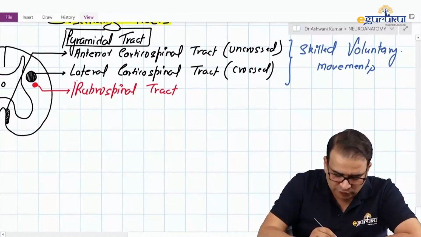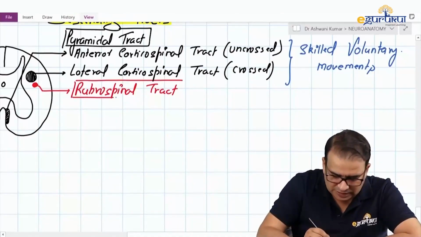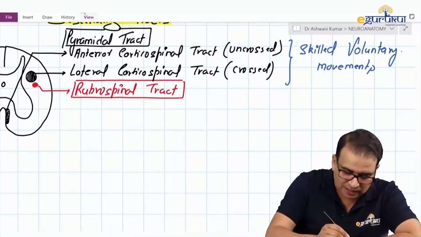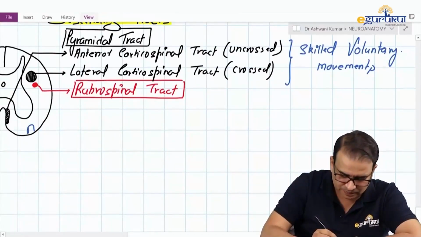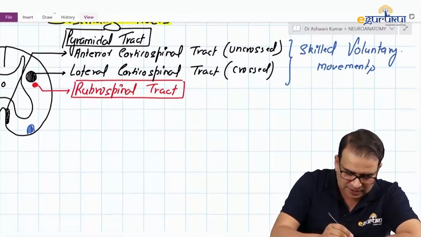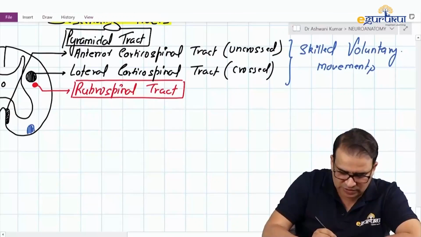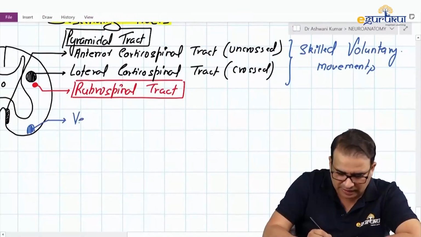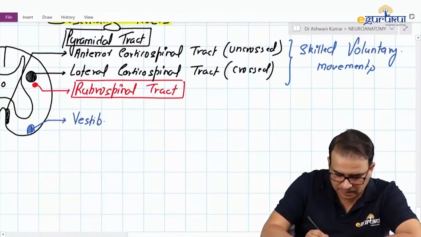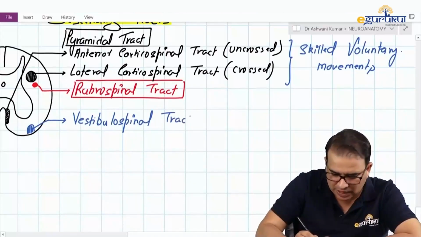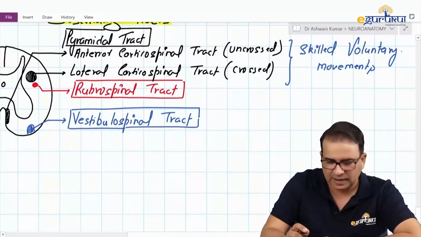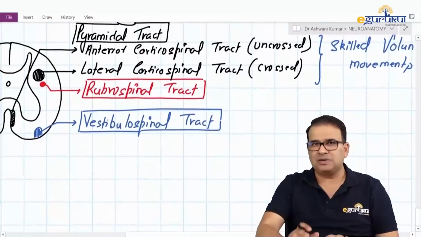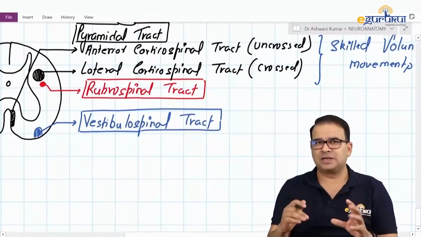Now, if I tell you about the function of rubrospinal tract, it will be interesting if we discuss the rubrospinal tract along with another tract which is present very much on the anterior side here. And guys, this tract is coming from the vestibular nuclei. So obviously the name will be what? Vestibulospinal tract. So we got a rubrospinal tract and we have a vestibulospinal tract. The reason I'm talking about them together is because their function is very contrasting.